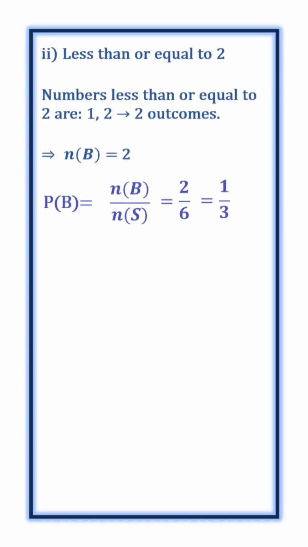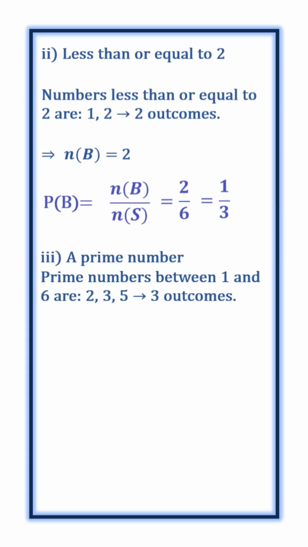The third problem here is to find the probability of getting a prime number. Prime numbers between 1 and 6 are 2, 3, 5, means 3 outcomes. So number of C is 3. P of C, probability of getting a prime number, is number of C upon number of S, that is equal to 3 by 6, that is equal to 1 by 2.